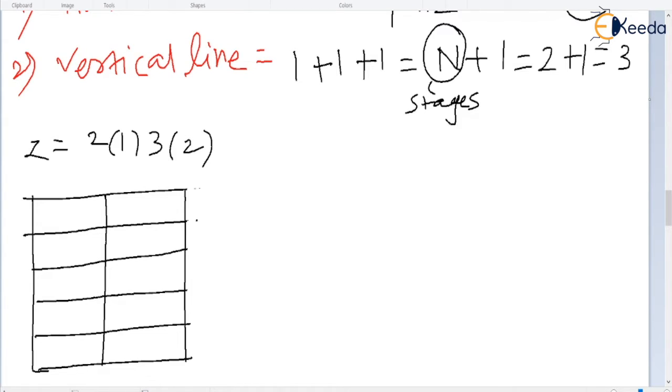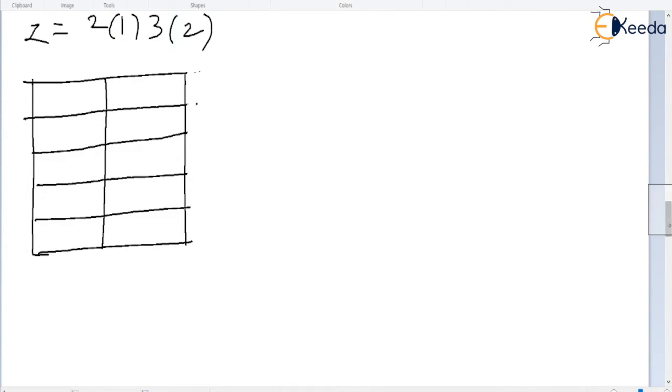Now this first part, 2 in bracket 1, denotes stage 1. And this 3 in bracket 2 deals with the second stage. Now we know we have a total of 3 shafts, so we will write down shaft number 1, shaft number 2 and shaft number 3.